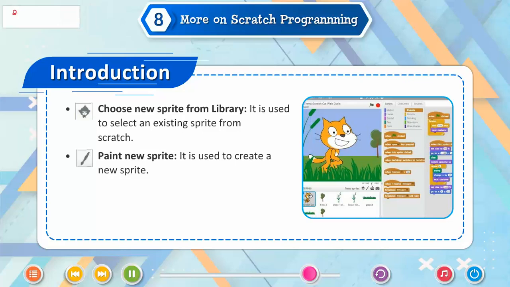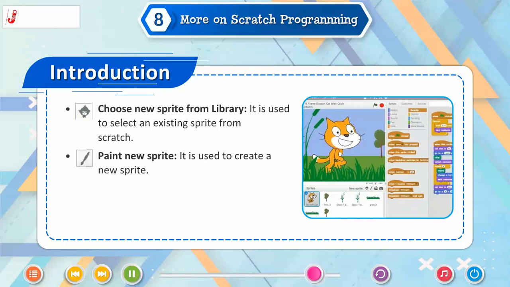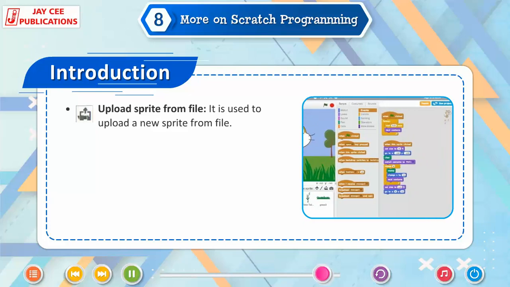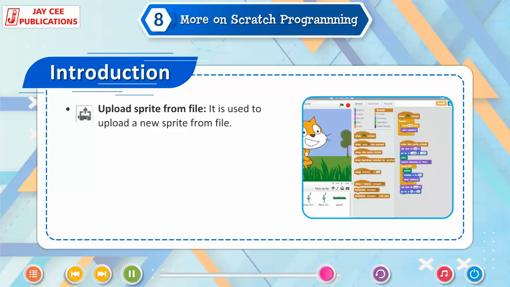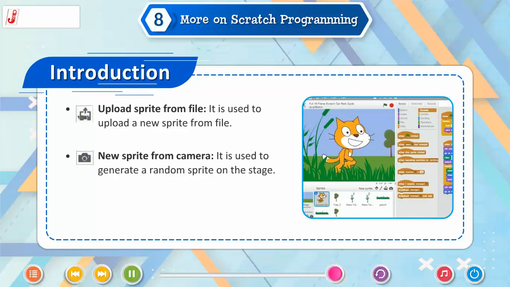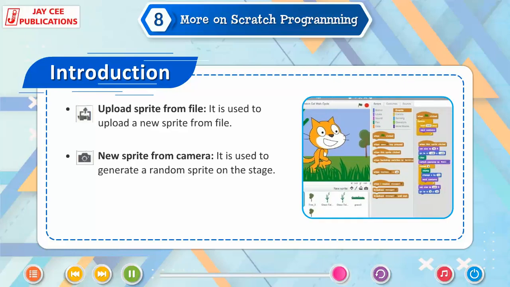Paint New Sprite. It is used to create a new sprite. Upload Sprite from File. It is used to upload a new sprite from a file. New Sprite from Camera. It is used to generate a random sprite on the stage.